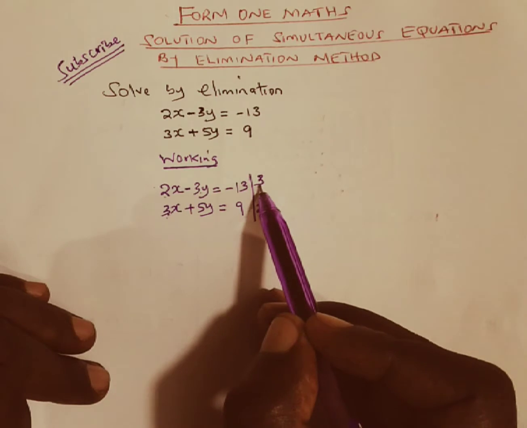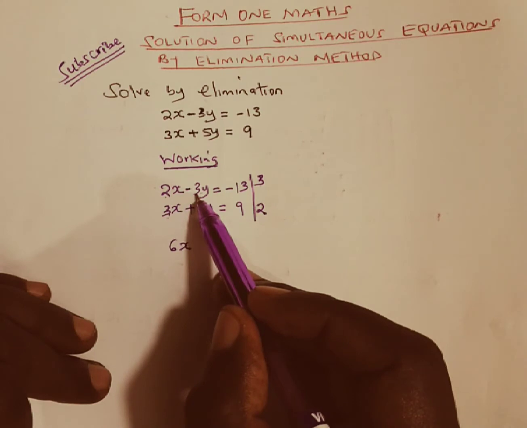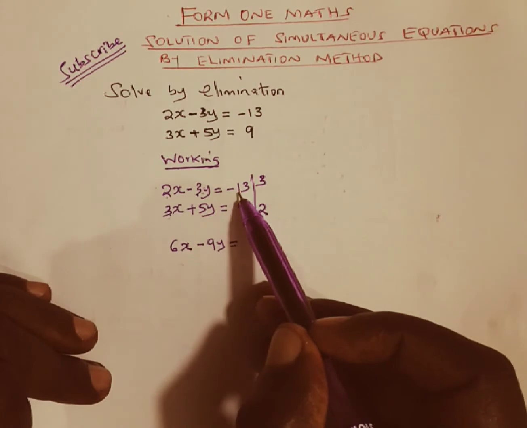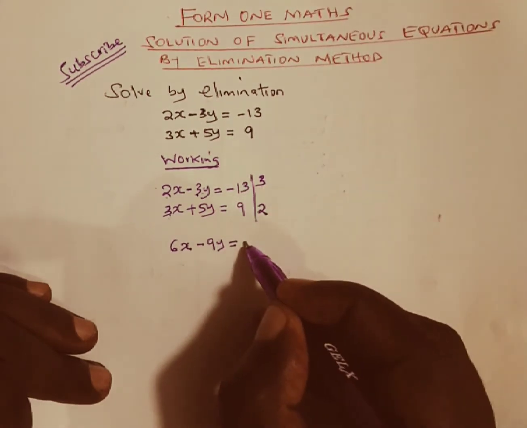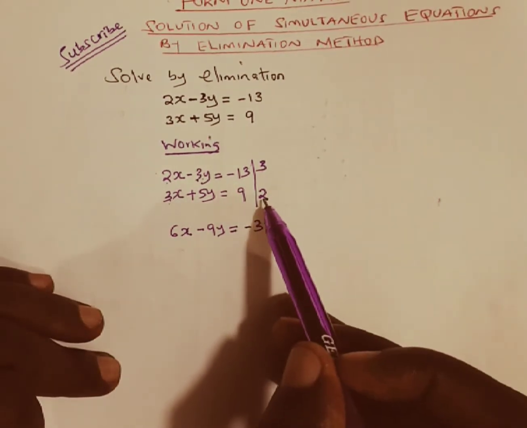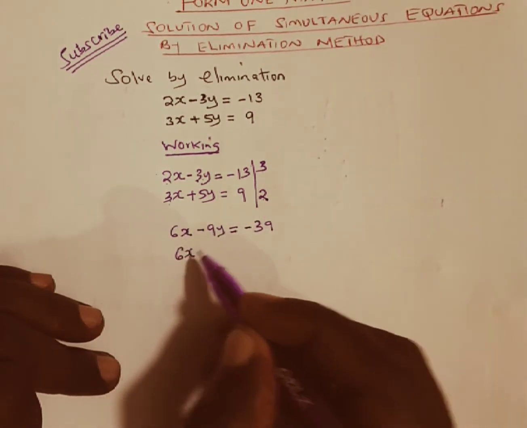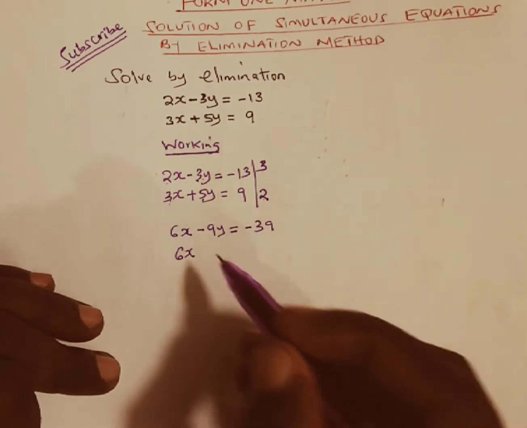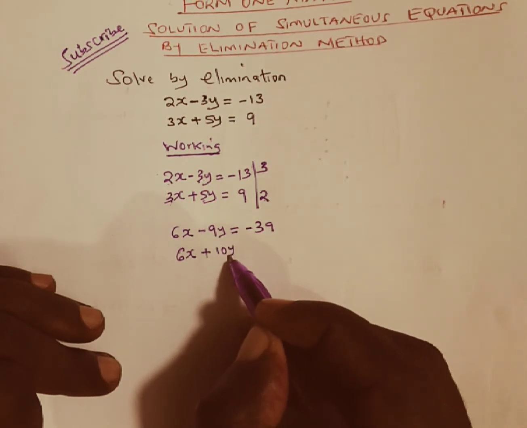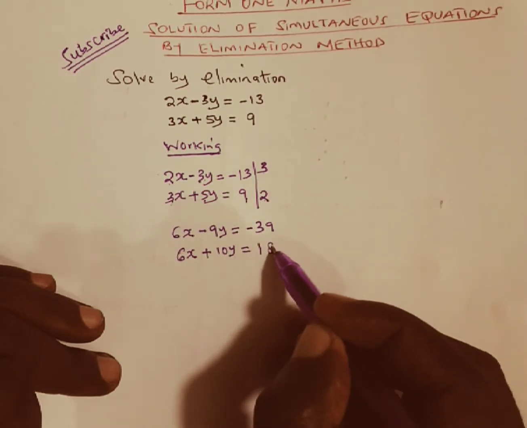In this case, if you take 3 times 2x, you get 6x. The negative 3y times 3, you get negative 9y. And this one is going to be equal to negative 13. You multiply by 3, you get negative 39. Then the second equation we multiply across with 2. So 2 times 3x will give us 6x. Then positive 5y times 2 will give us plus 10y. Then lastly we take 9, we multiply by 2. This one is going to give us 18.